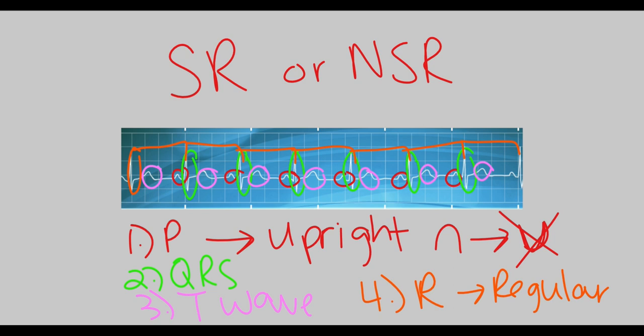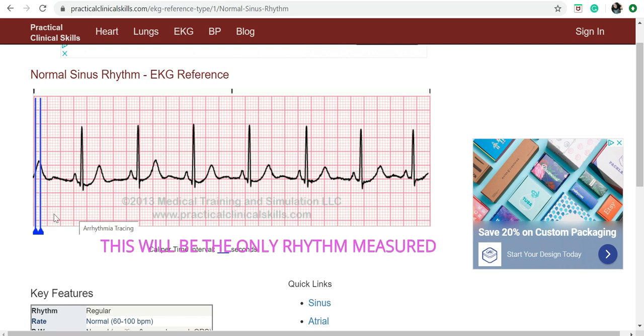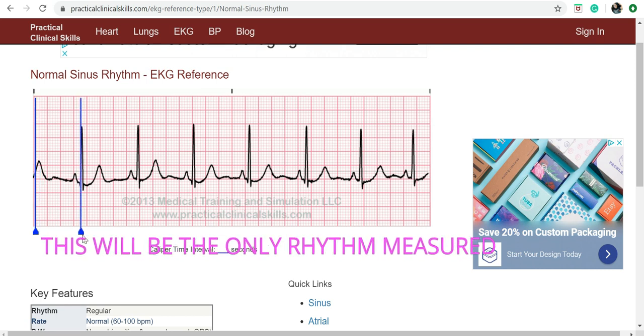A normal sinus rhythm is basically your blueprint. Anything that is different from this is going to be called a different kind of rhythm. And you can actually measure this rhythm, so let's try and measure it.